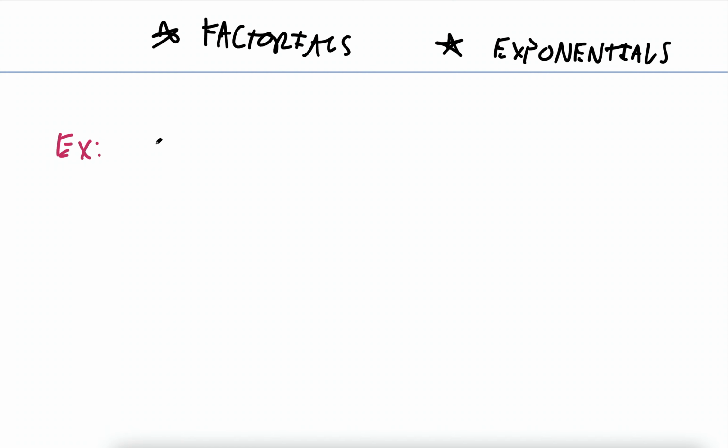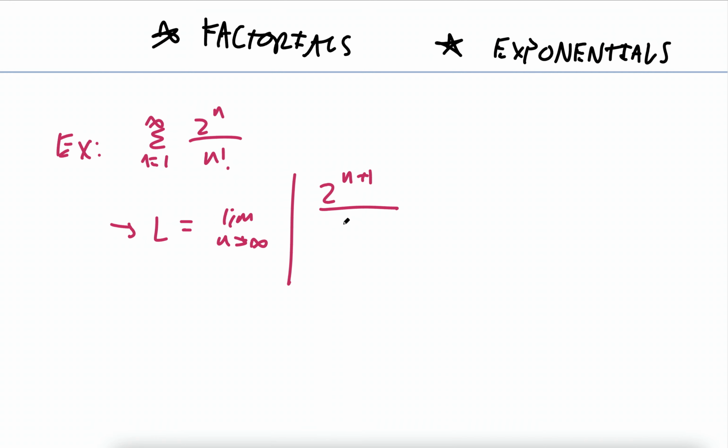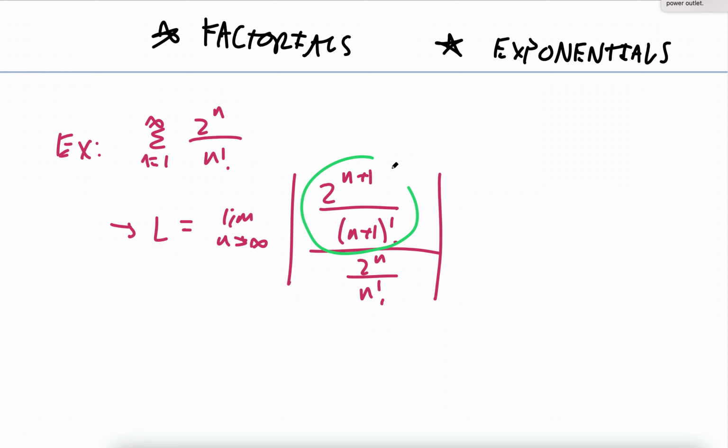We're going to do a quick example just to illustrate this property. So let's take the summation from n equals 1 to infinity of 2^n over n factorial. Now remember, using the ratio test, what we're going to see is L equals the limit as n approaches infinity of 2^(n+1) over (n+1) factorial, the a_{n+1} term, and we're going to divide it by the original a_n. So like I said, this here is a_{n+1}. This here is a_n.